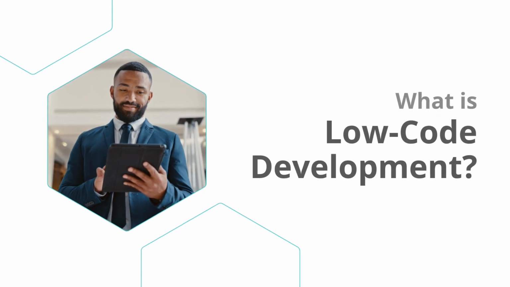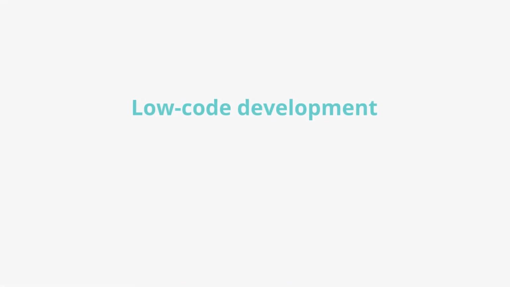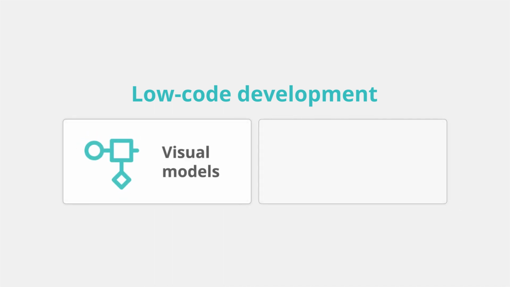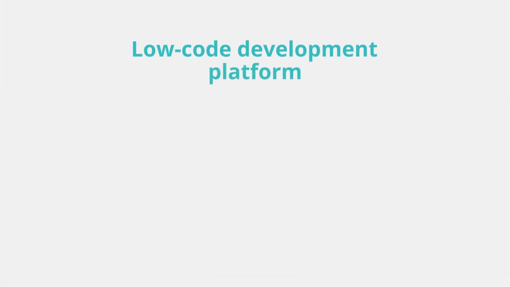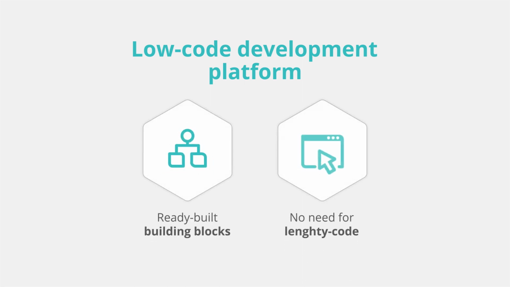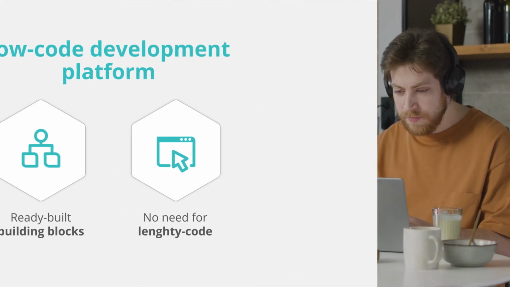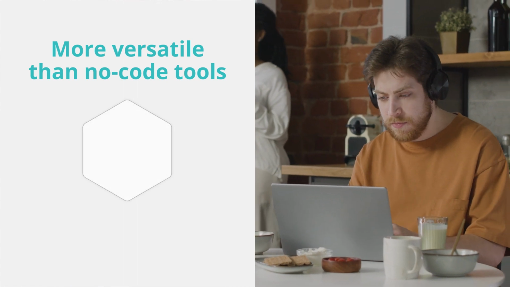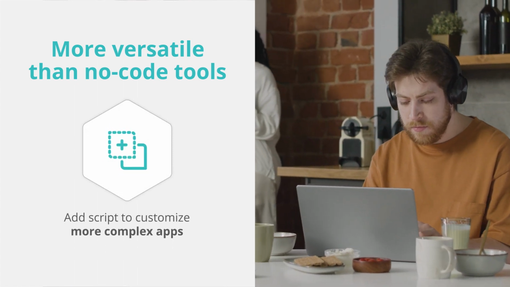Today we're answering the question, what is low-code development? Low-code development is when you create software applications using visual models and features like drag and drop, instead of traditional programming. It's usually carried out on a low-code development platform which lets you create apps using ready-built and reusable components, so you don't have to spend time writing lines of code from scratch. However, unlike no-code tools, one of the many benefits of low-code is that you can customize elements of your app if you want to.